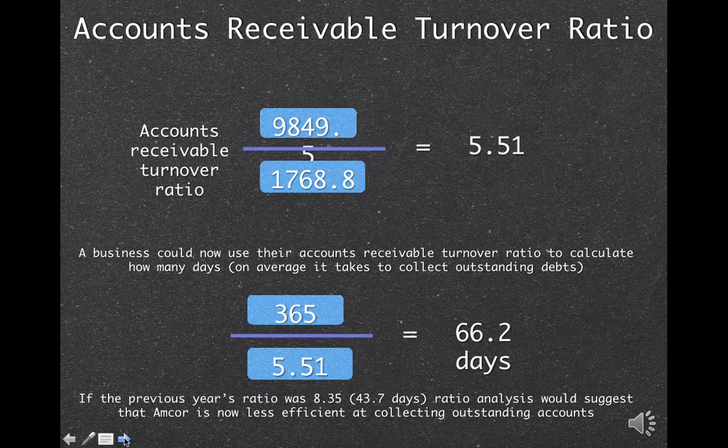Now, if we had credit terms of 30 days, that would not be a particularly good result. If the previous year's ratio was 8.35, that would give us 43.7 days. We can see that it is now taking us longer to collect the money than it did the previous year. Previous year it took 43.7 days, now it takes 66 days. We're being less efficient at collecting our accounts receivable.